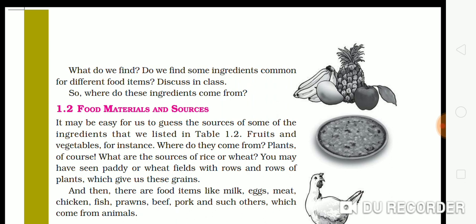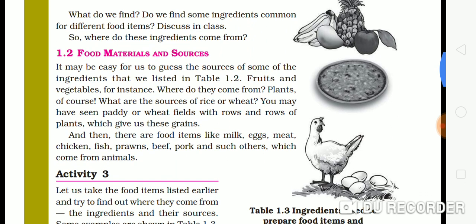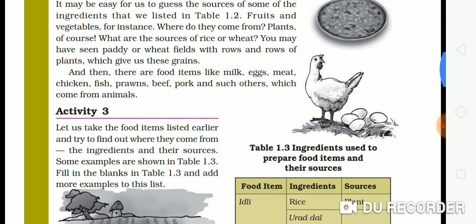Cows, goats, and buffaloes are some common animals which give us milk. Can you name some other animal apart from them which gives us milk? Just think. This is for your home assignment. Apart from cows, goats, and buffaloes, you have to give the names of animals which give us milk. Okay, so now first we will discuss the plant sources one by one.